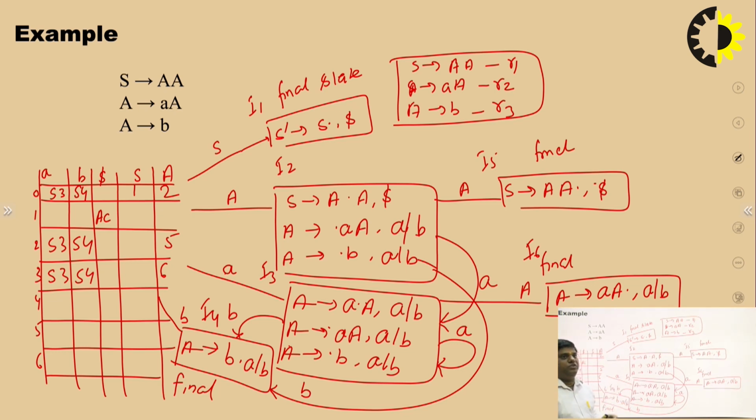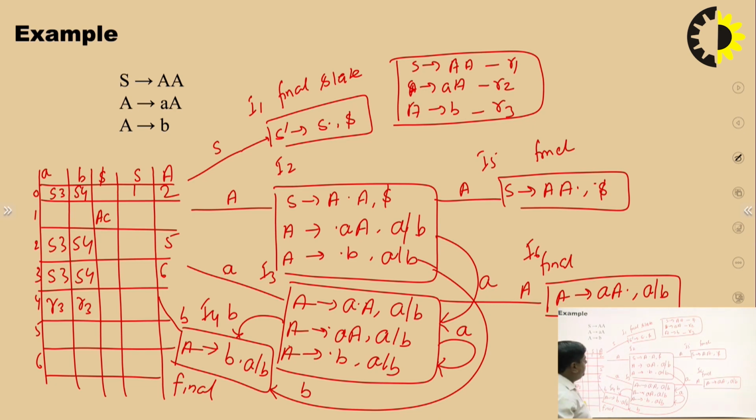That is the main difference between SLR parsing and CLR parsing. In SLR parsing, we write the R3 production everywhere, but in CLR parsing, we write the R3 production only under its look-ahead symbols, A and B. Now A and B, that is R3.